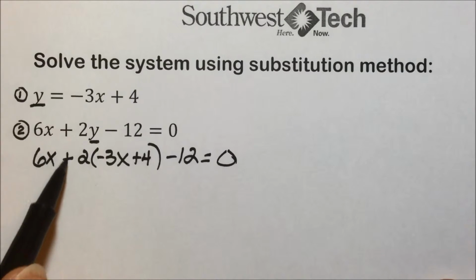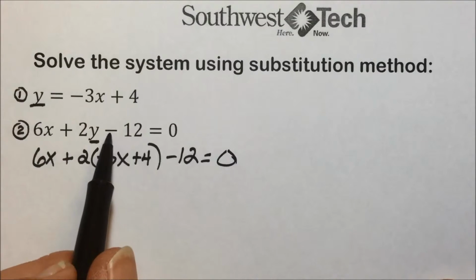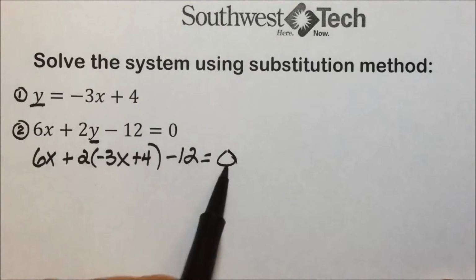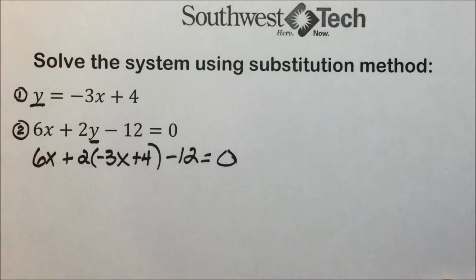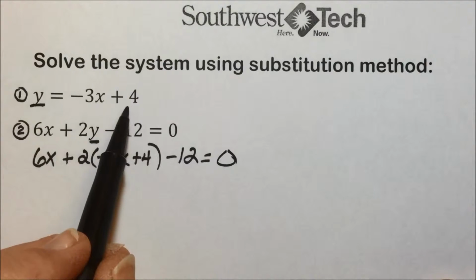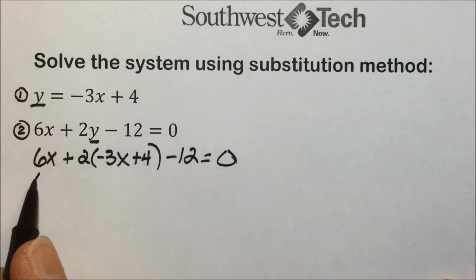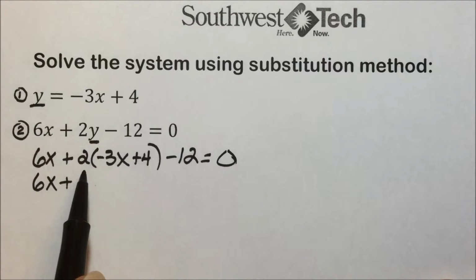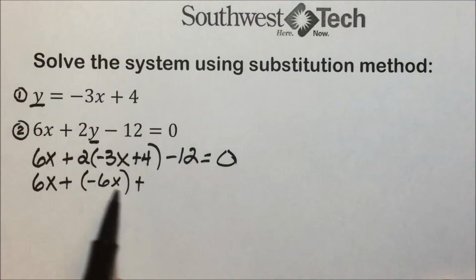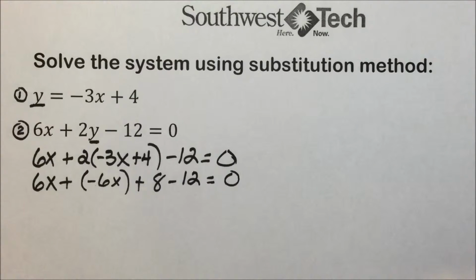So I have 6x plus 2 times y, but y is negative 3x plus 4 from the first equation, and then the rest of 2, minus 12 is equal to 0. By swapping out the y with an equivalent expression in terms of x, I now have one equation with one variable. I can now simplify this, and to start out with, we need to distribute. 2 times negative 3x is a negative 6x. 2 times 4 is 8, with the minus 12 is equal to 0.